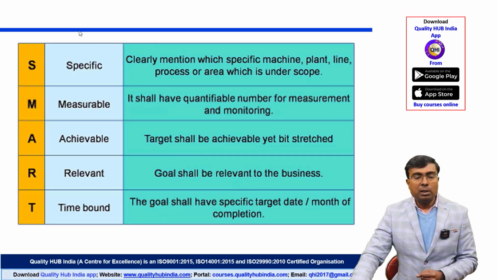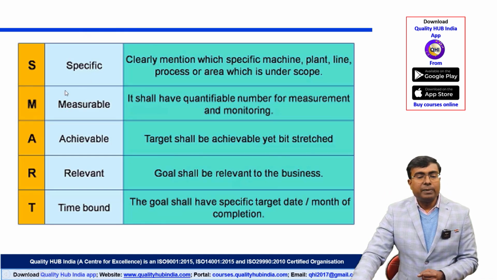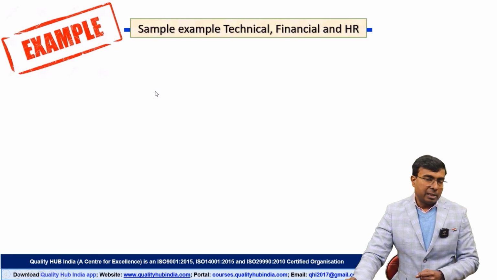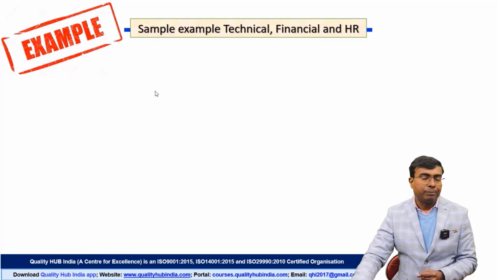So this is all about the SMART acronym. S for specific, M for measurable, A for achievable, R for relevant, and T for time bound. Now let's move ahead and see some examples. With these examples, we can understand more about how to set a SMART goal. We are going to see some technical and some non-technical examples also.